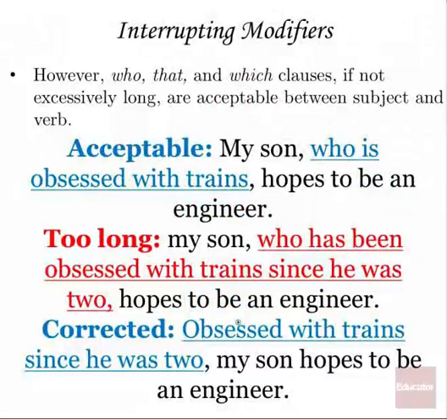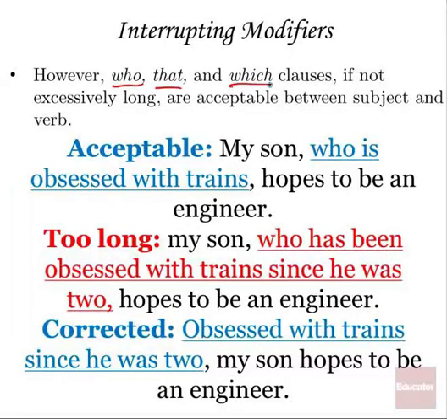All right. However, while we're on the subject of interrupting modifiers, who, that, and which clauses, if not excessively long, are acceptable between subject and verb because they very often add extra details about the subject. So, it is acceptable to say, my son, who is obsessed with trains, hopes to be an engineer. Not too long, and it adds information about the son.